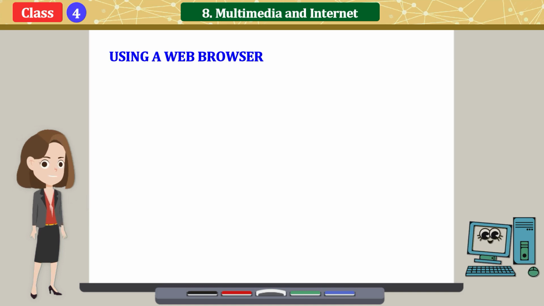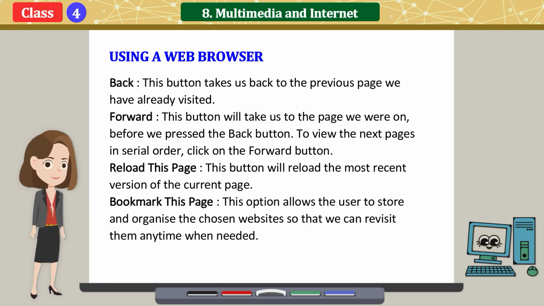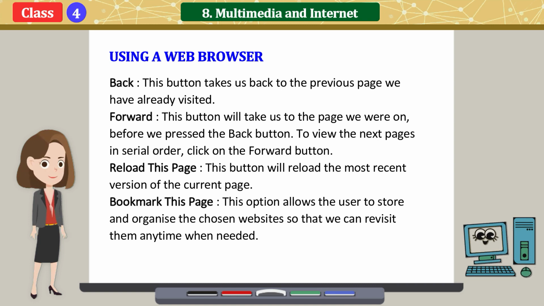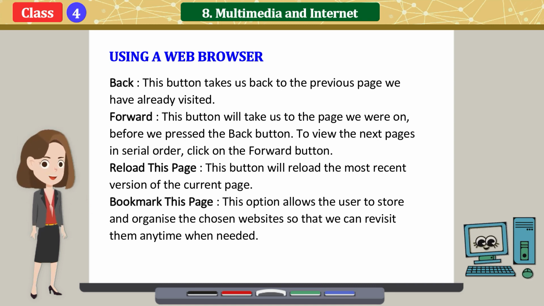Using a web browser. Back. This button takes us back to the previous page we have already visited. Forward. This button will take us to the page we were on before we pressed the back button. To view the next pages in serial order, click on the forward button. Reload this page. This button will reload the most recent version of the current page.